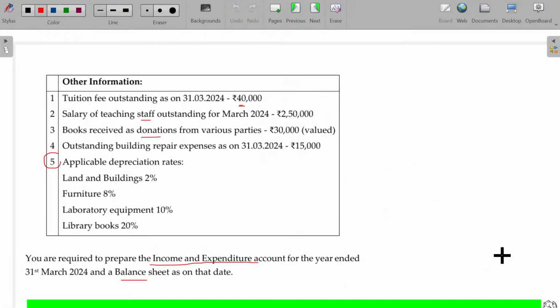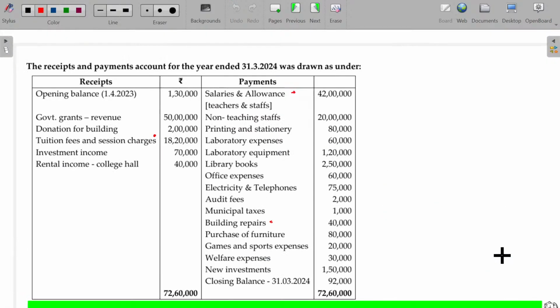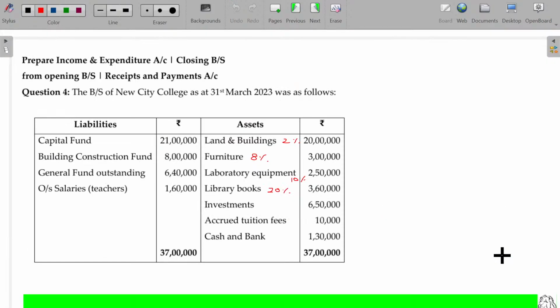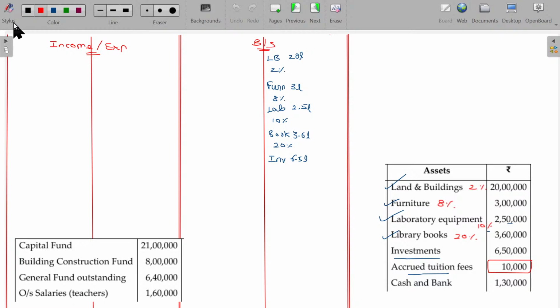So probably this club is collecting the tuition fees. That may be the predominant income. Yeah, New City College. As it is a college, definitely they will recover the income by way of tuition fees. In that income, accrued means outstanding in the previous year. As you know that format here, tuition fees.